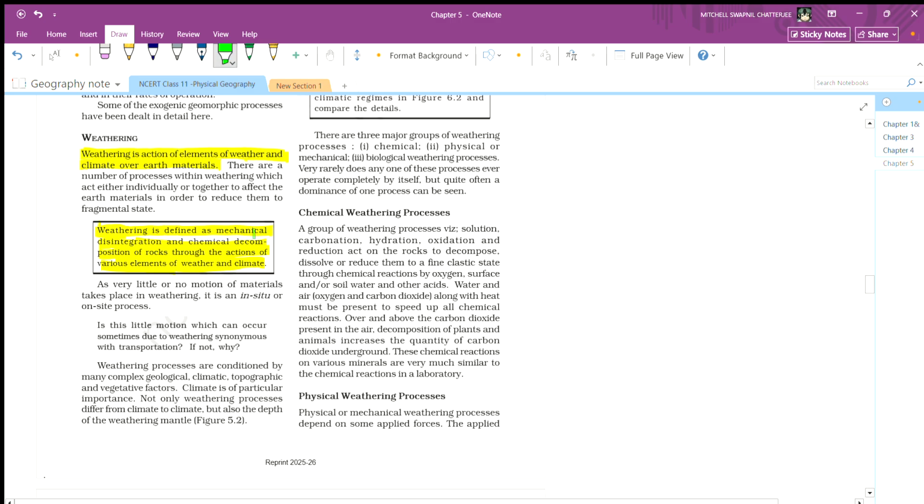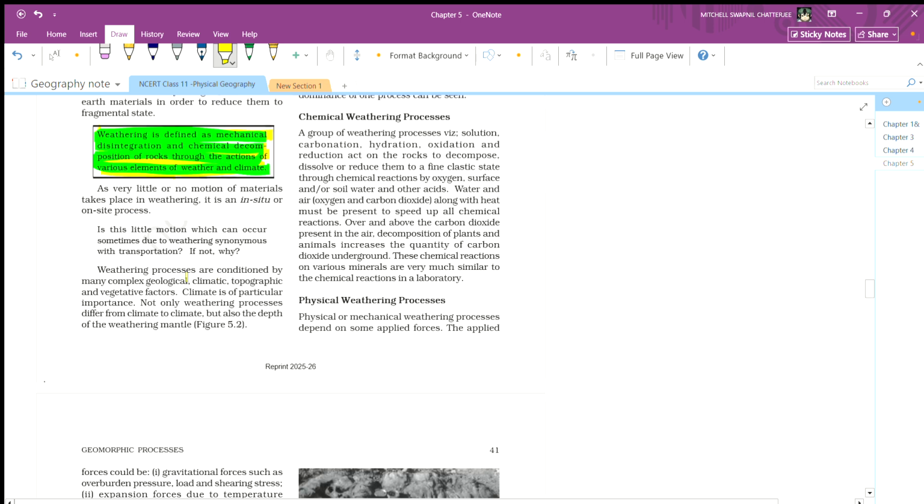This looks more important. As very little or no motion of material takes place in weathering, it is an in situ or on-site process. A little motion can occur sometimes due to weathering. Is weathering synonymous with transportation? If not, why?